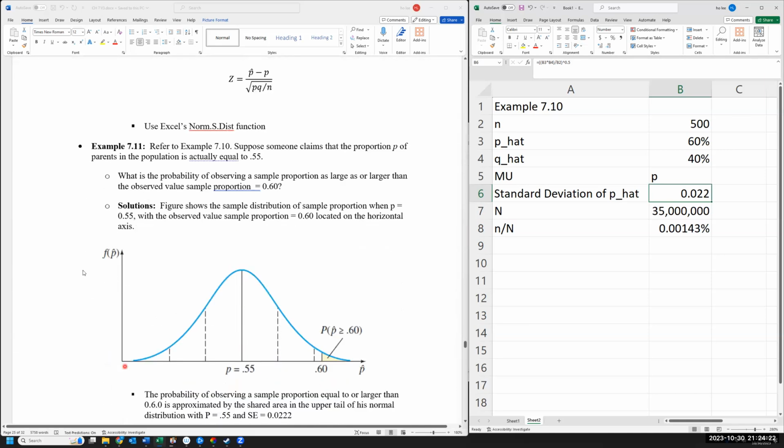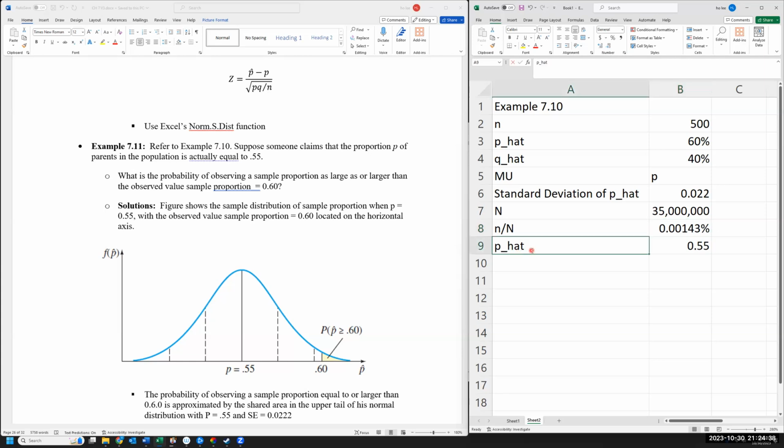Now let's do example 7.11. Refer to example 7.10 and suppose someone claims that the true proportion P is equal to 0.55. Now, P, not P hat, P, and Q is equal to 1 minus this. Now we could actually calculate the standard error, right? We could calculate this for real.